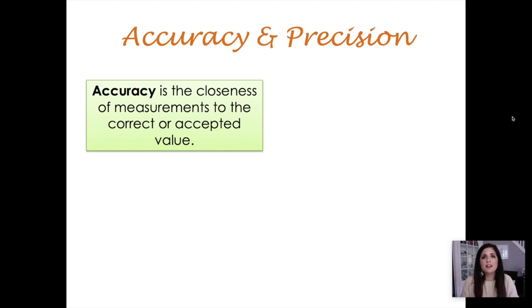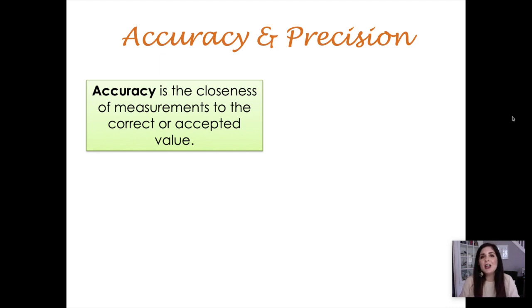Let's say you're trying to find the density of aluminum in the lab. And the real density of aluminum, I believe, is 2.7 grams per milliliter. And if you were doing the lab and you got, let's say, 2.6 grams per milliliter, you could say you're pretty darn accurate. You got an answer that's close to what you should have gotten.